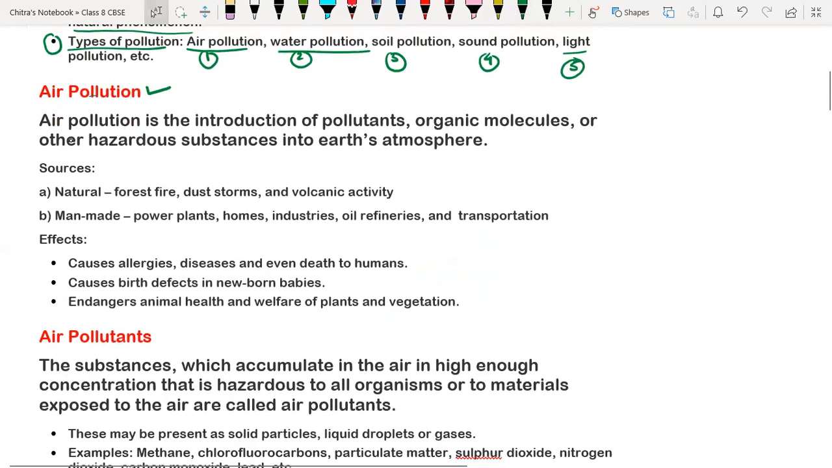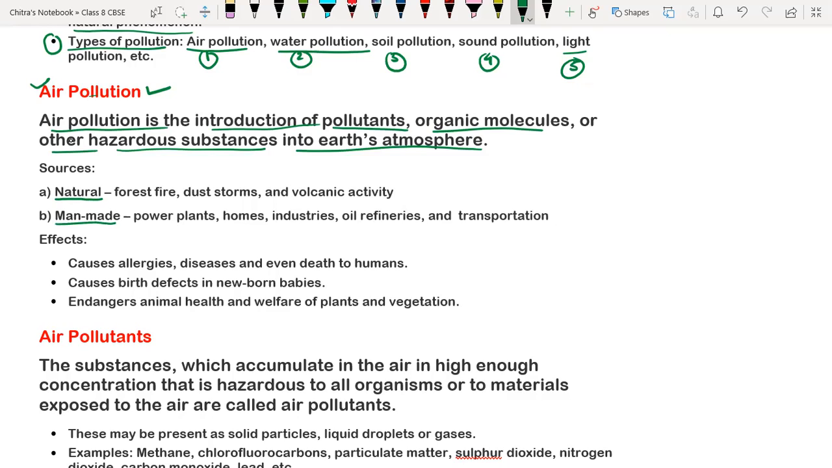What is air pollution? Air pollution is the introduction of pollutants, which may be organic molecules or other hazardous substances, into the Earth's atmosphere. What are the major sources of air pollution? We have divided them on the basis of their availability. If they are from natural sources, then they are called natural pollutants. If they are artificial, meaning man-made, then they are called man-made pollutants.